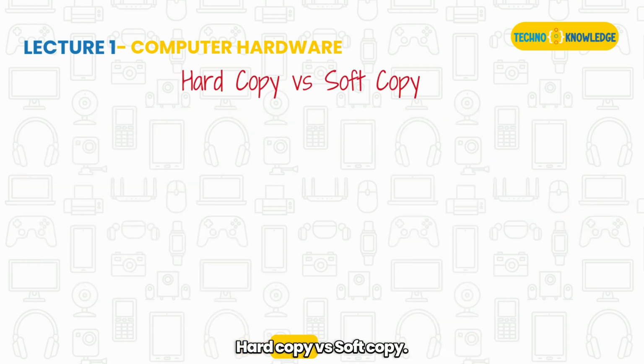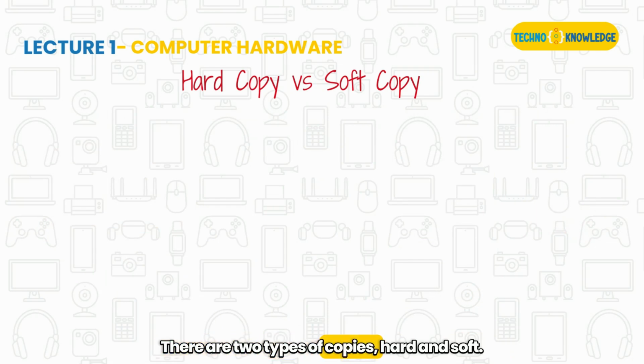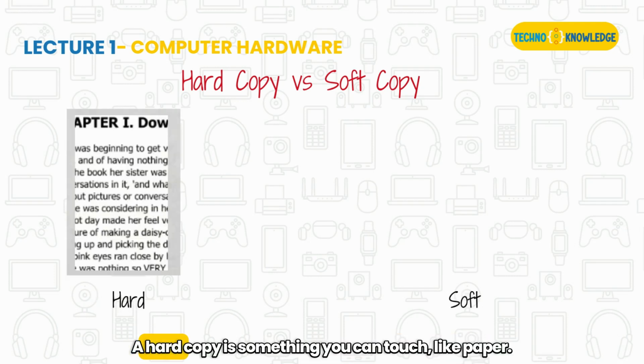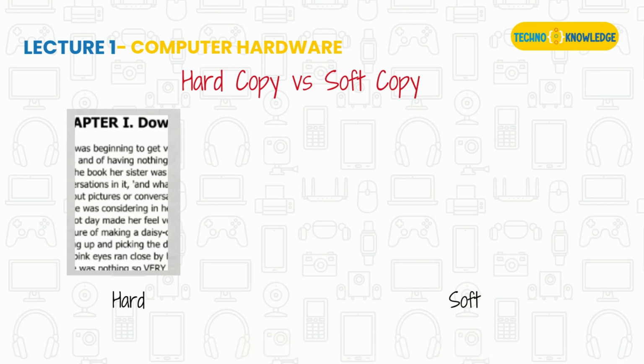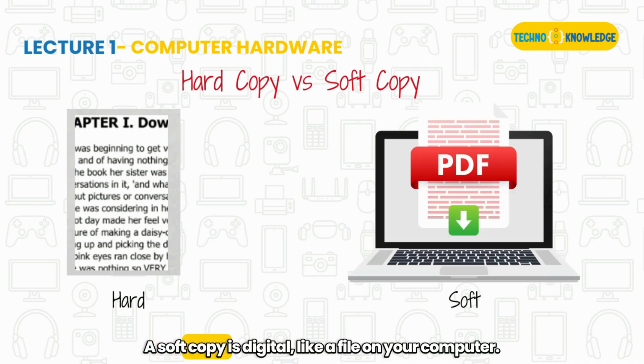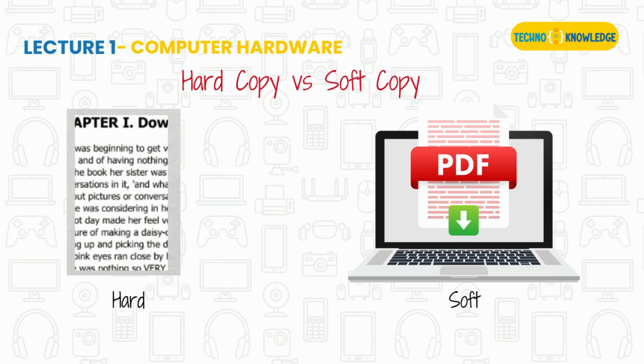Hard copy versus soft copy. There are two types of copies, hard and soft. A hard copy is something you can touch, like paper. A soft copy is digital, like a file on your computer. You can see a soft copy on the screen, but you can't touch it.